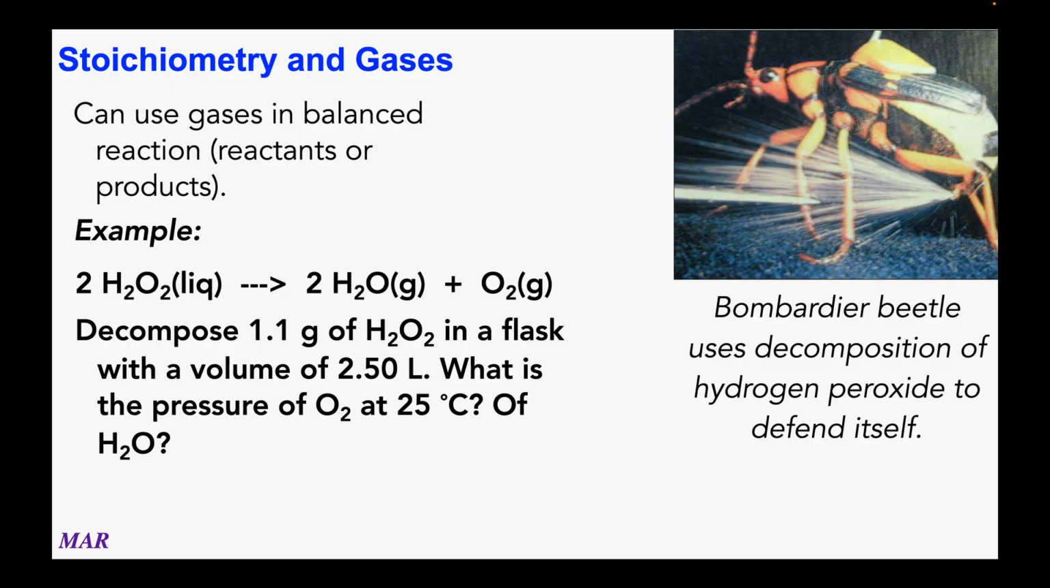You wouldn't normally find a pressure of a liquid, but you can definitely find the pressure of gases. This particular reaction is used by this bombardier beetle, I guess. Anyway, apparently it sprays its enemies and stuff. It's a hydrogen peroxide decomposition. You end up with a lot of gas that creates the pressure that shoots the stuff out. So, woohoo, biology is cool.